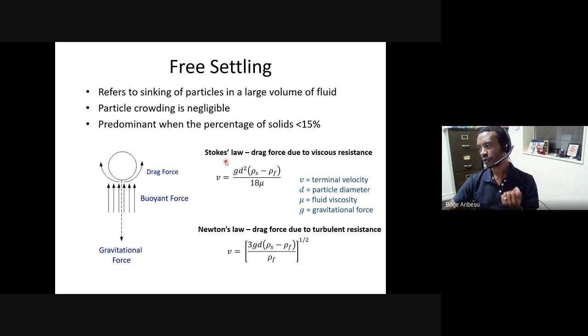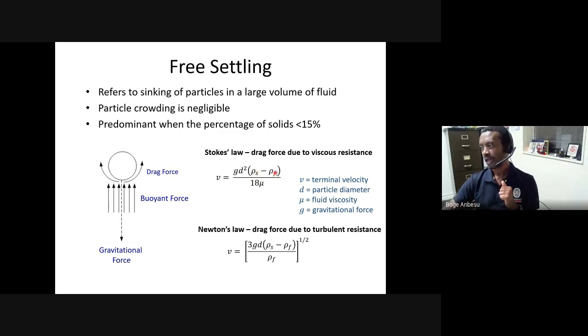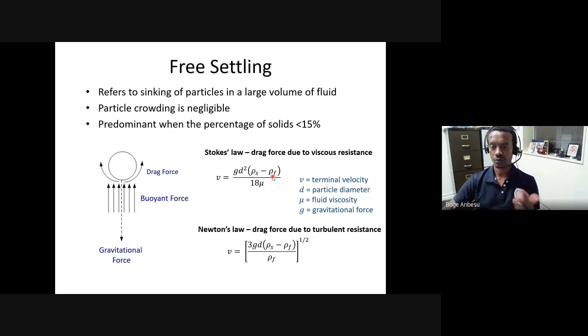And in this case, the Stokes law mainly assumes drag force is predominant. The terminal velocity is given by that expression there. Okay, so G is force of acceleration, D is particle size, and this symbol here is for density of the particles or the solid, and this is for density of the fluid. If it's water, then you know the density of water, and of course viscosity.